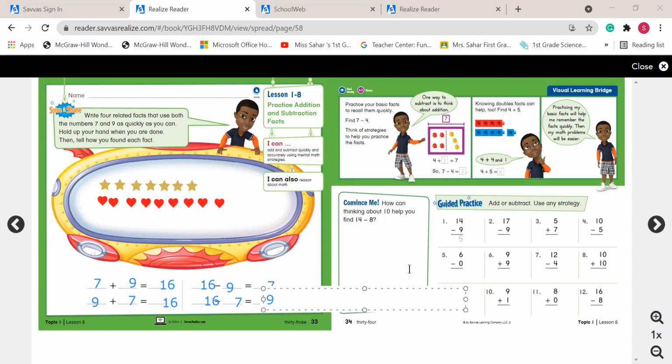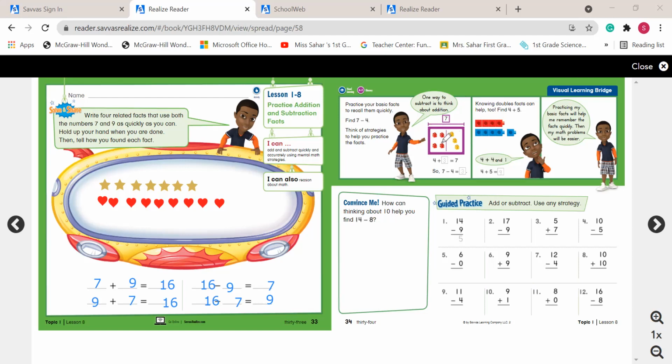Okay, let's go to the next page and do the guided practice together. Let's read our example. Practice your basic facts to recall them quickly. Find 7 minus 4. Think of strategies to help you practice the facts. So one way to subtract is to think addition. Here your total is 7, one addend or one part is 4. So we need to find the missing part.